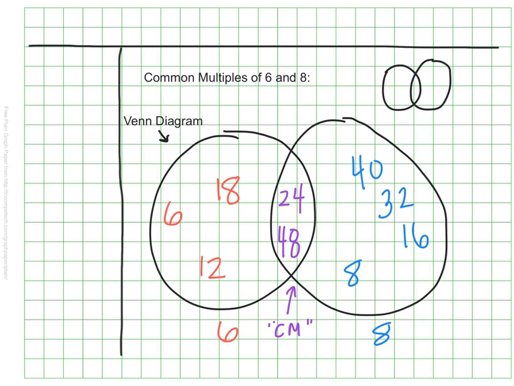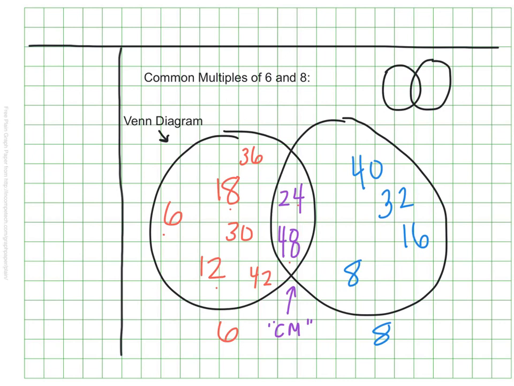Did I miss any on my 6s? Well, we did 6 times 1, we did 6 times 2, 6 times 3, and 6 times 4. 6 times 5 is 30. 6 times 6 is 36. 6 times 7 is 42. And that gets us back to 6 times 8, which is 48 in the shared space. This is a nice visual method for showing common multiples that some people like to use.